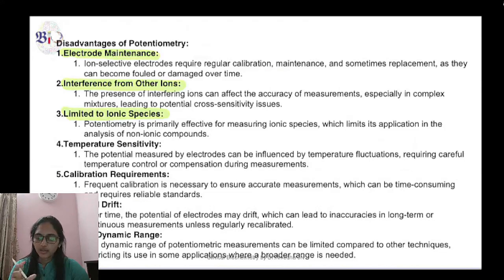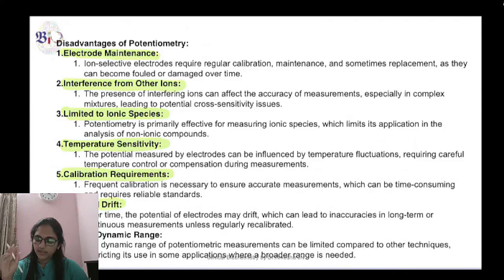That is the advantage as well as the disadvantage: it is limited to ionic species, and you cannot estimate other things using this. Then temperature sensitivity: temperature fluctuations will affect your results also. Calibration requirements: every time you use this, you have to calibrate. And potential drift.